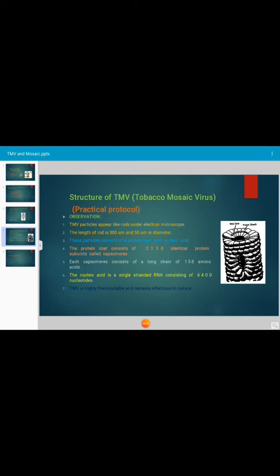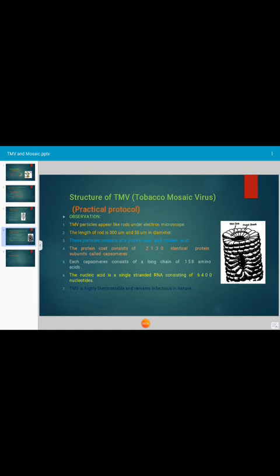And the nucleic acid which is present in TMV is RNA. The RNA in the TMV consists of 6400 nucleotides. And TMV, the tobacco mosaic virus, is highly thermostable and remains infectious in nature.